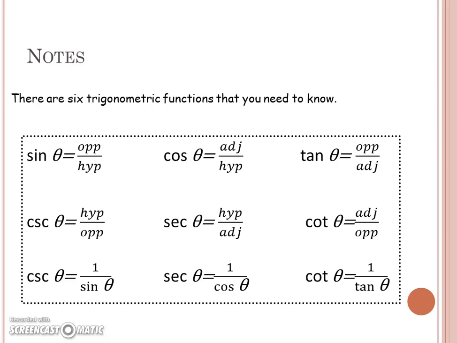So the 3 new ones are cosecant, secant, and cotangent. Cosecant is hypotenuse over opposite, secant is hypotenuse over adjacent, and cotangent is adjacent over opposite. You should notice these are the reciprocals of the original 3. That's because cosecant is really just 1 over sine, secant is 1 over cosine, and cotangent is 1 over tangent.